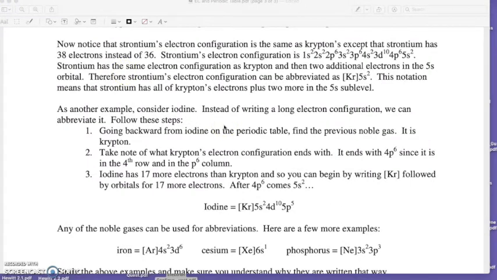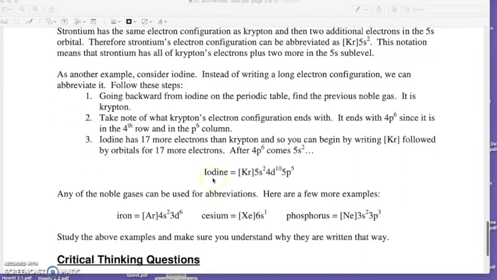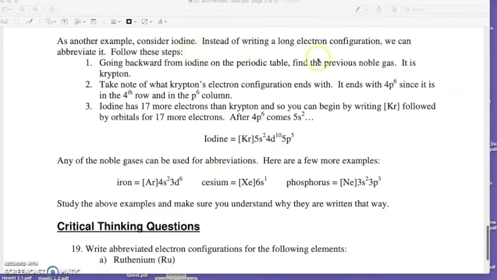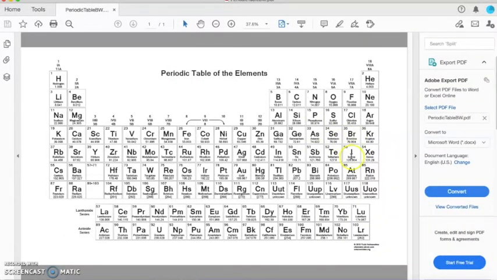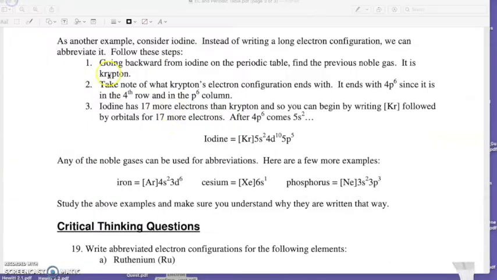Therefore, strontium's electron configuration can be abbreviated. You take krypton and put it in parentheses and put 5s2. This notation means that strontium has all of krypton's electrons plus 2 more in the 5s sublevel. Let's look at iodine. Instead of writing everything out for iodine, we can do the following steps. So we go backward from iodine in the periodic table. So there's iodine, and we go backwards, and we find that krypton is the nearest noble gas backwards, right?